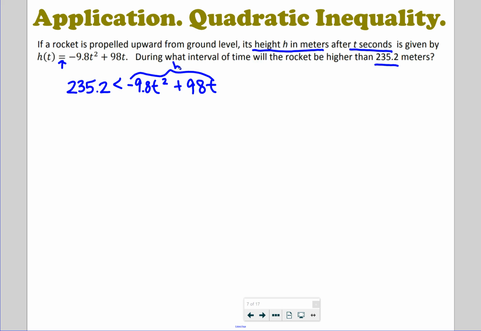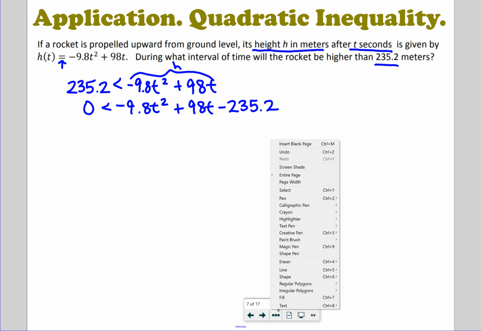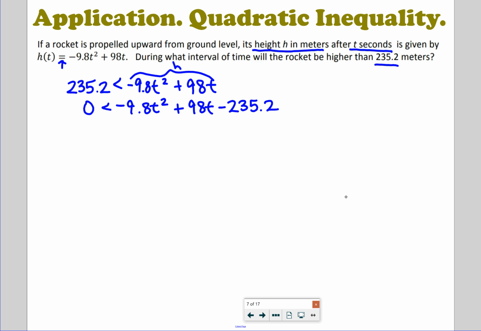Okay. All right. So again, we want to get it compared to 0 first. So I'm going to move that 235.2 over. Negative 9.8t squared plus 98t, and then I'll subtract 235.2. Okay, and it looks like I could maybe try to factor this, but this might get a little gross. I wonder if, with 235.2, I could factor out a negative 9.8. Let's see if that divides in evenly. 235.2 divided by 9.8. Ooh, that does work out evenly. I'm going to take out that common factor here.